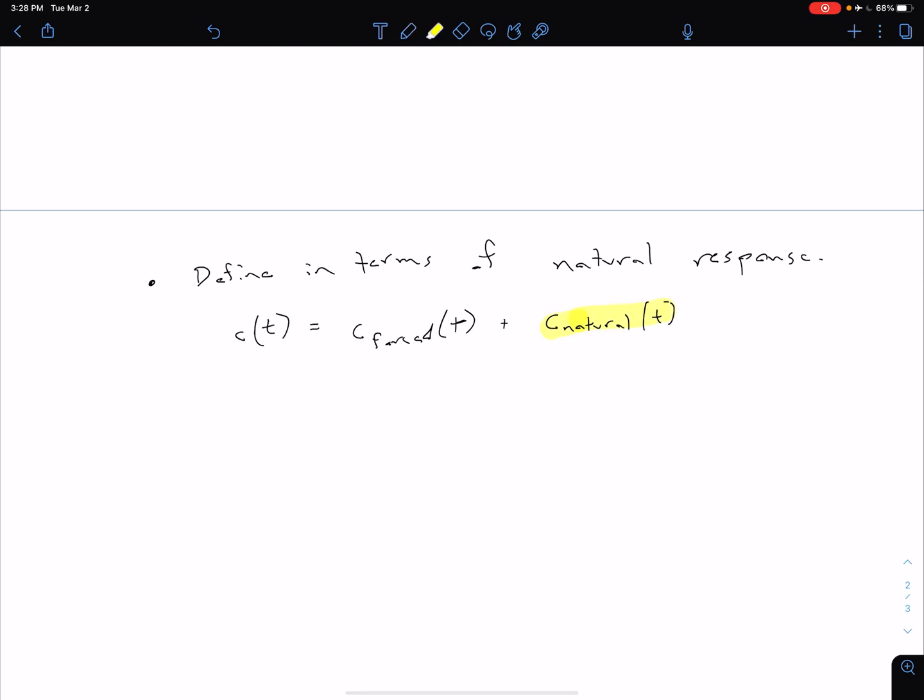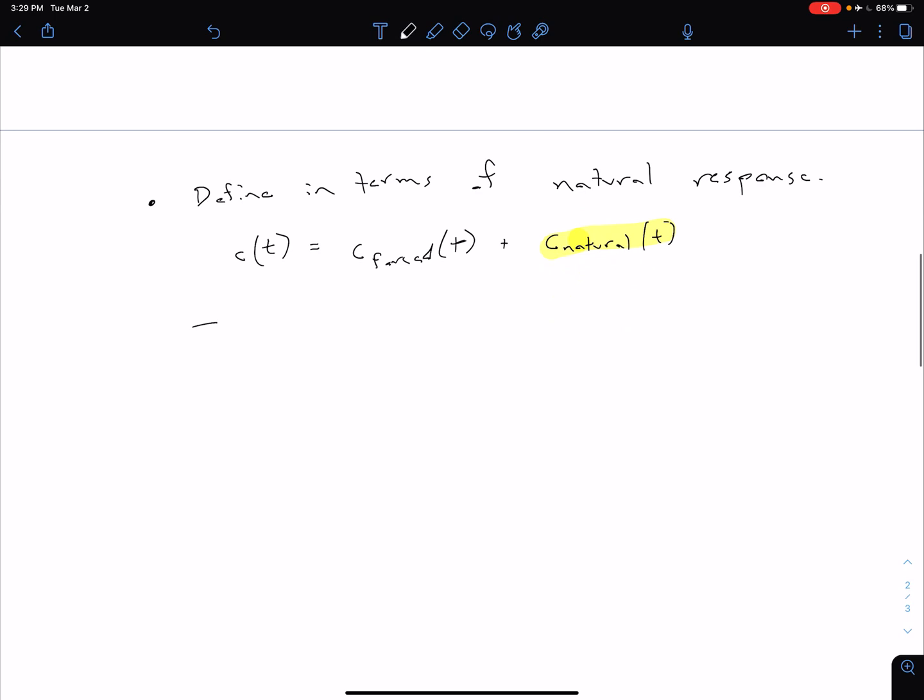What we're focusing on here is the natural part of c(t). For system stability, c_natural is going to go to 0 as t goes to infinity. So we'll say our system is stable if c_natural goes to 0 as t goes to infinity. That's what I was explaining earlier in terms of bounded input or bounded output. Basically, if the input or output is going to 0 as t goes to infinity, we'd say that is a bounded input or a bounded output, or more generally a bounded signal.